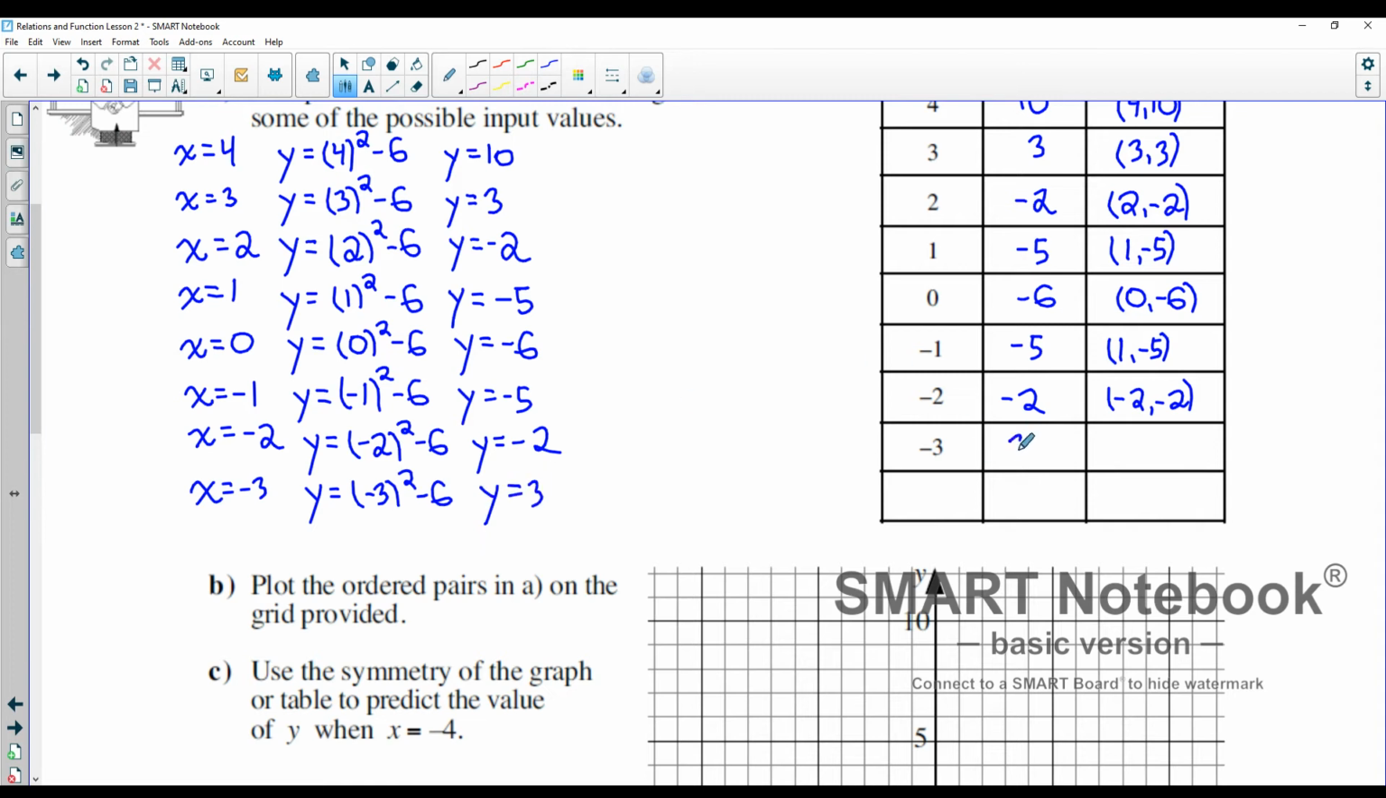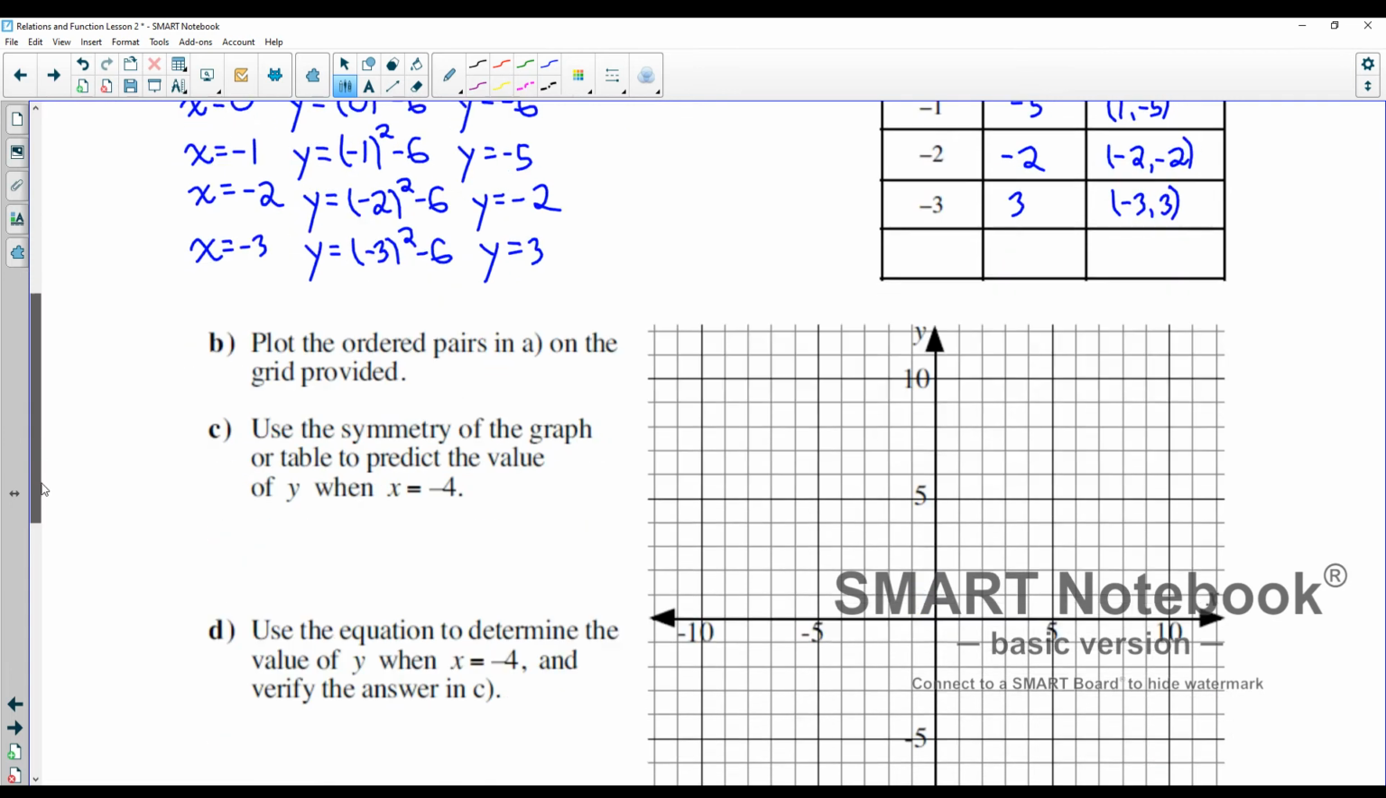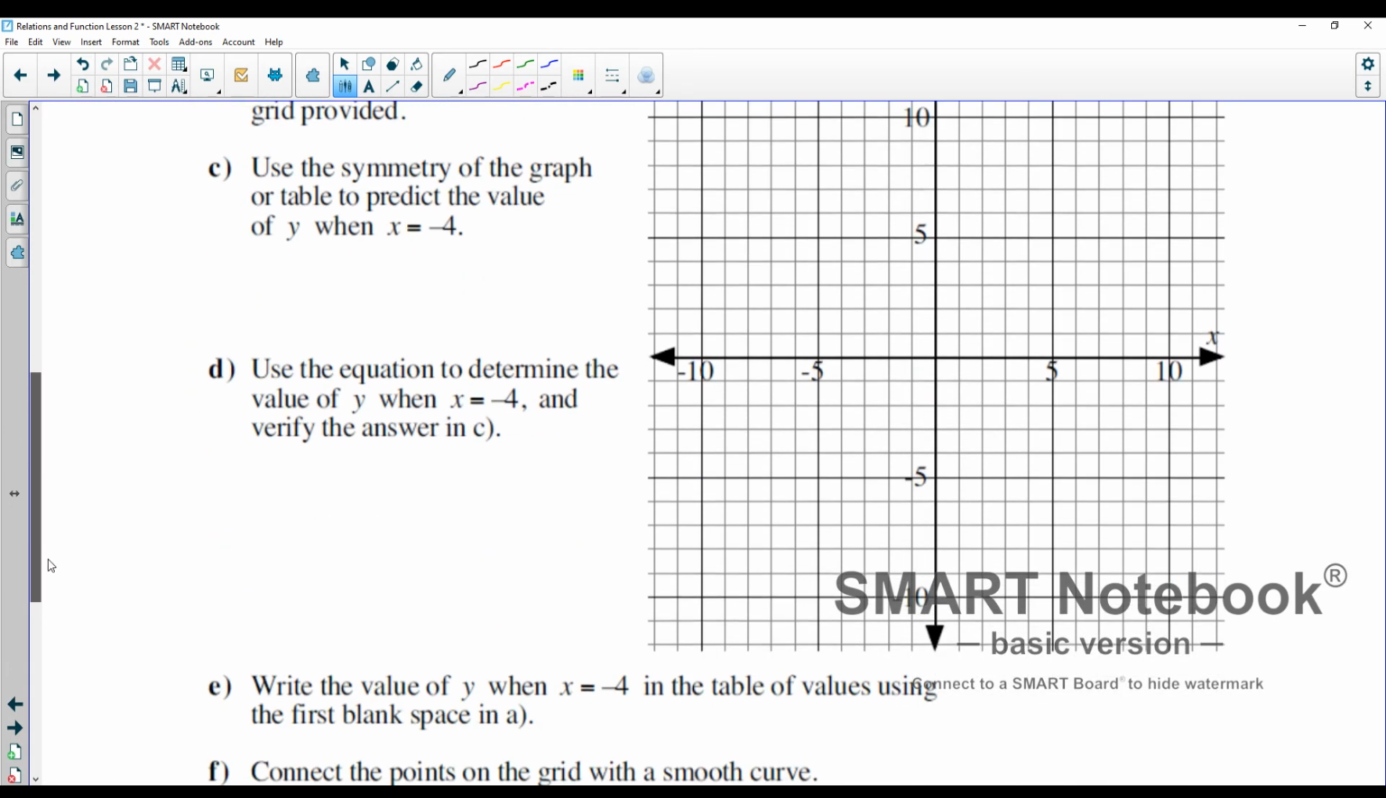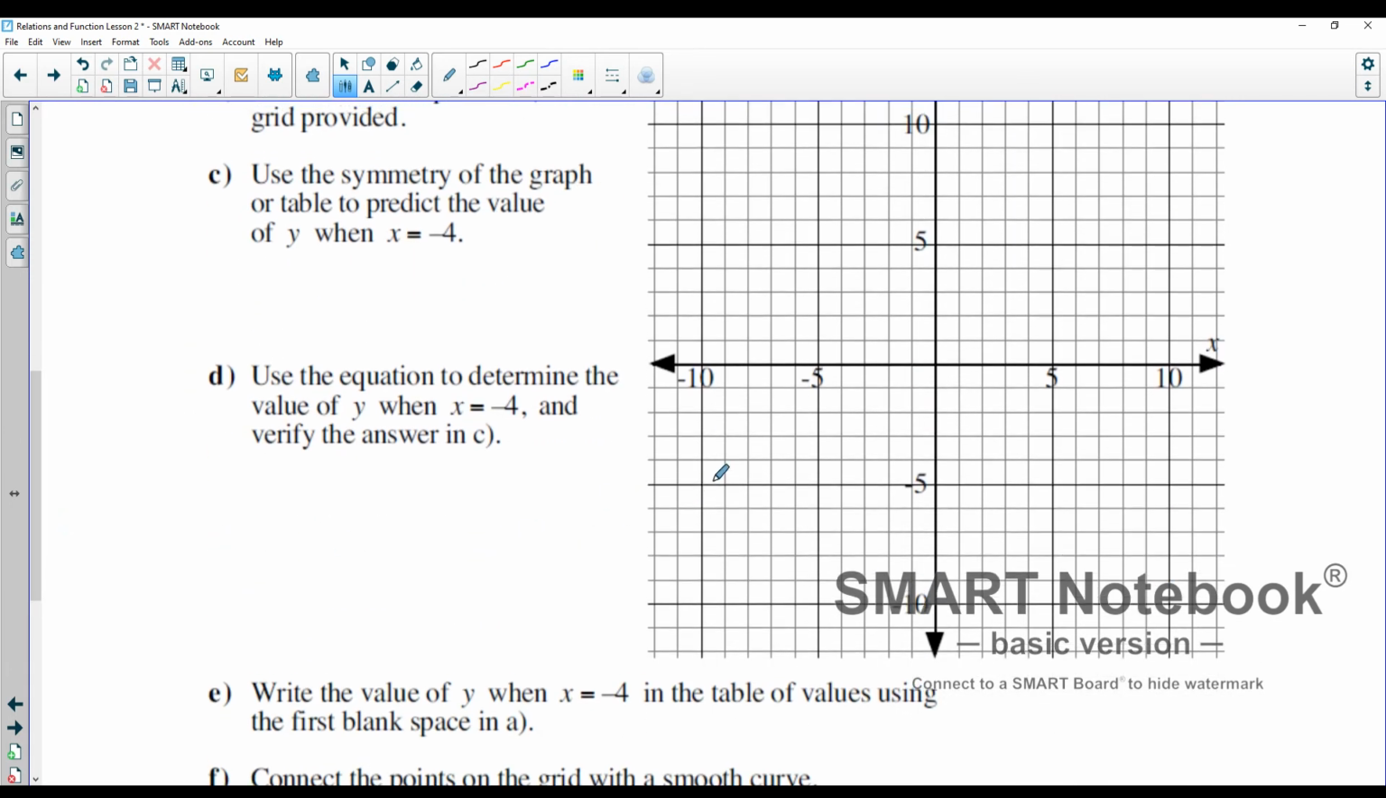So this would be positive 3, and we'd have negative 3 comma 3. All right, part B wants us to plot all these points now. Okay, so let's go ahead and do this. Our first point is 4 comma 10, so that means you go 4 to the right, 10 up. So that point's located all the way up here.